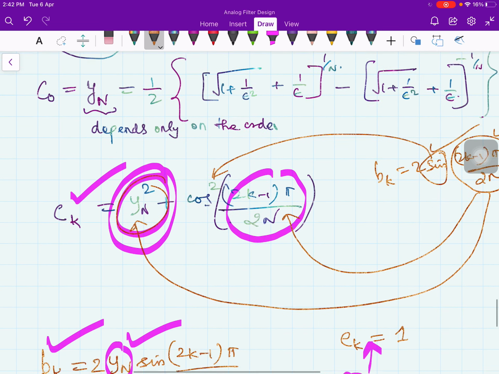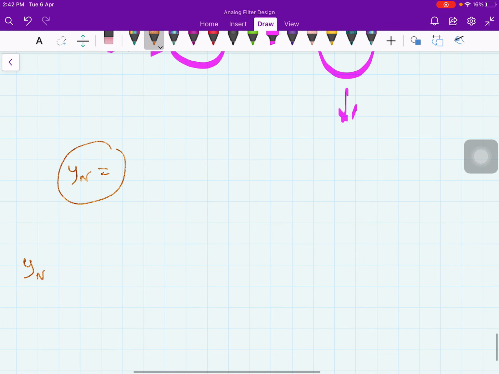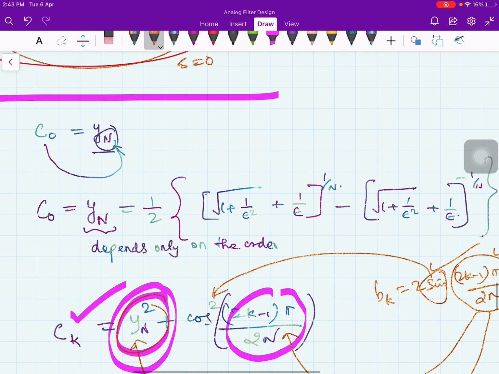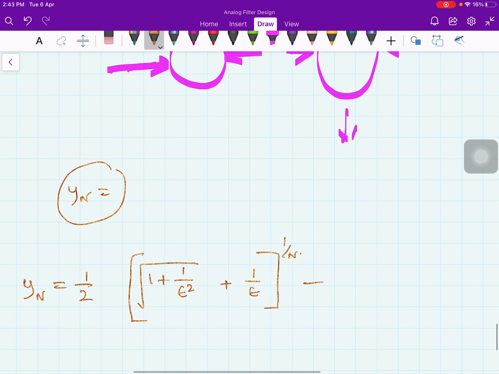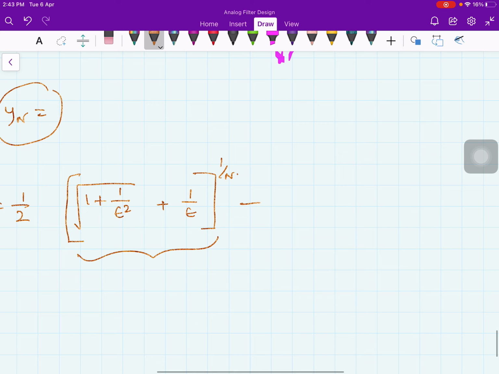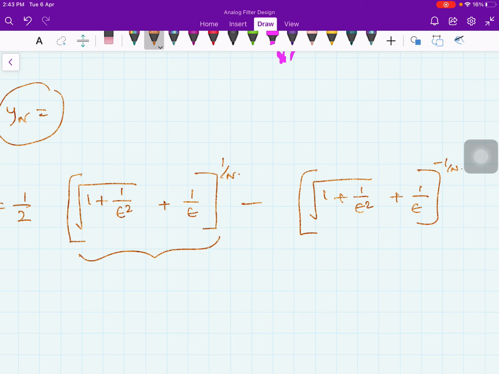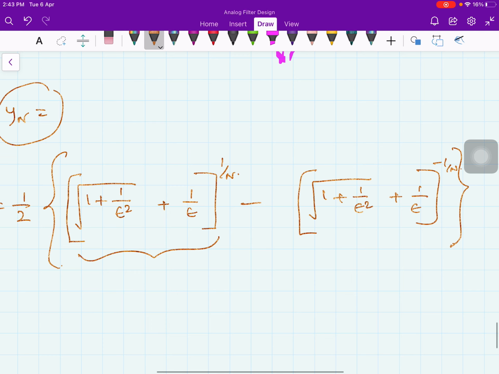So let me rewrite this y_N neatly, as there is more chance of making an error while calculating it. y_N is 1 by 2, times the square root of 1 plus 1 by epsilon squared, plus 1 by epsilon, whole thing to the power 1 by n, minus the same factor, square root of 1 plus 1 over epsilon squared plus 1 by epsilon, to the power minus 1 by n, and let us make this curly bracket like this. So this is y_N.